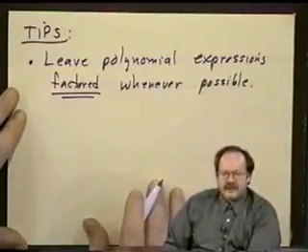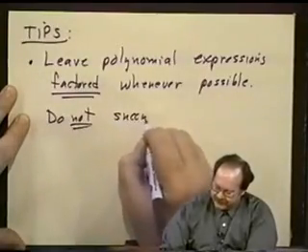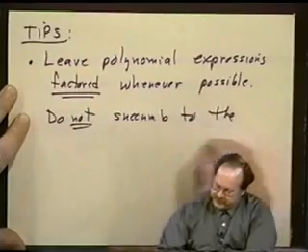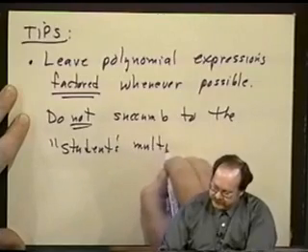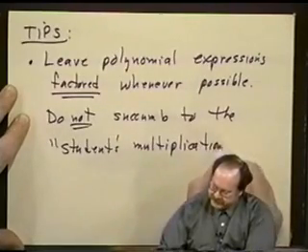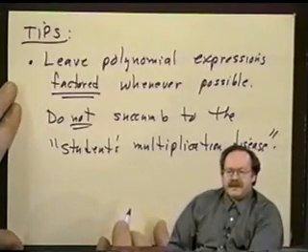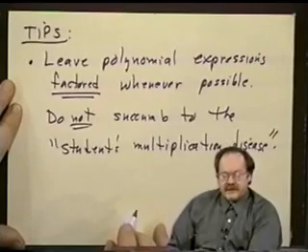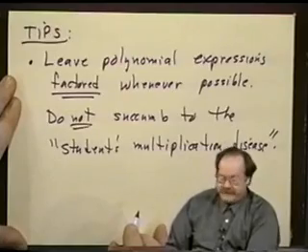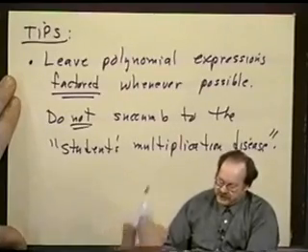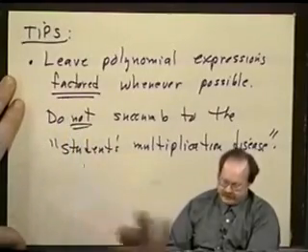Why? Because the structure is clear. Do not succumb to what I like to call the student's multiplication disease. This is where when a student sees something that is multiplied together, especially with polynomials, they multiply everything out. Somehow that seems to make them feel better. In fact, it makes things much, much harder. So always leave things factored in that nice product form. Don't succumb to this disease.